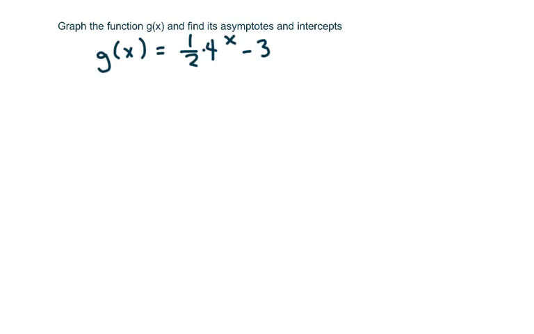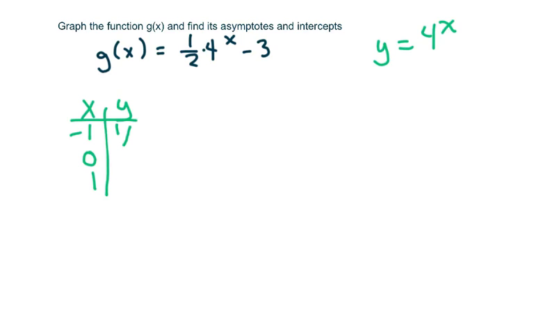Next, we have to graph this function. It's a little easier. It's already in exponential form. So what I'm going to do is just graph y equals 4 to the x. It's kind of what we had before. And this is going to be negative 1, 0, 1. So I'm going to get 1/4, 1, and 4.